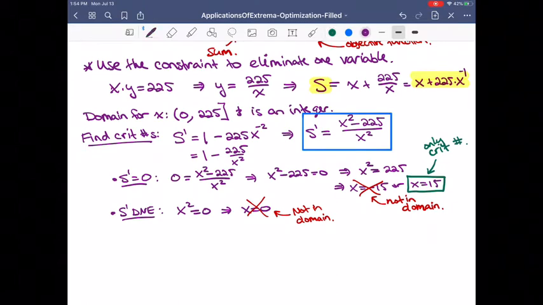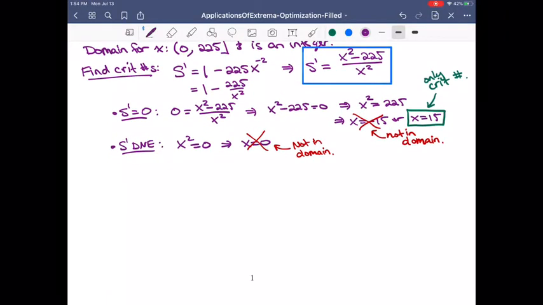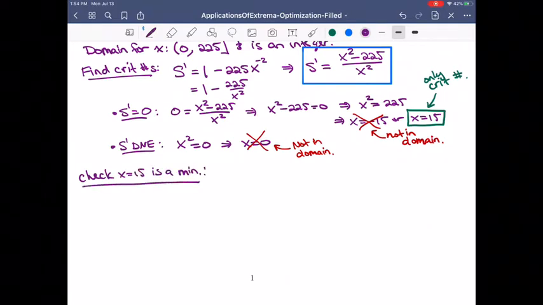So that's likely going to be where the minimum occurs, but we want to check that it is a minimum. There's lots of ways you can do this. You could take the second derivative and use the second derivative test. I'm just going to use the number line. So the smallest maybe is 0, and I guess it stops at 225. Let's put 15 here. I want to check a number on each side. Let's say I check 1, or it doesn't matter, it could be 2.